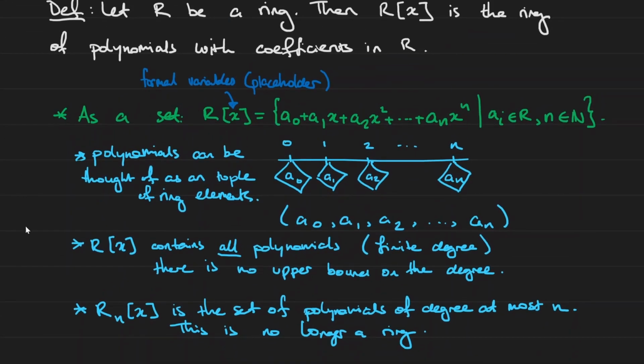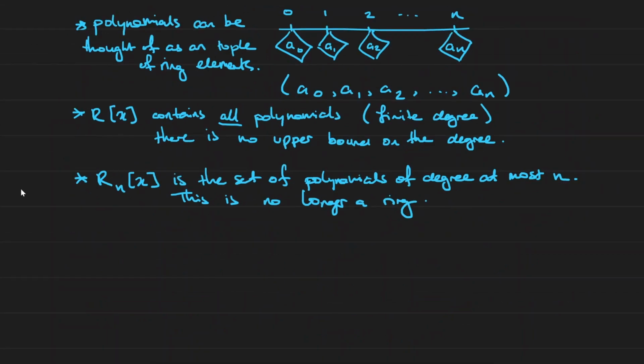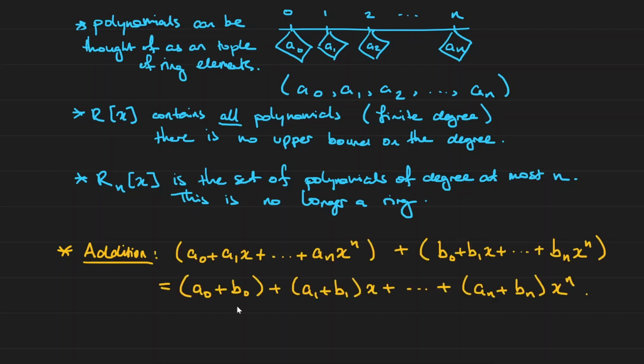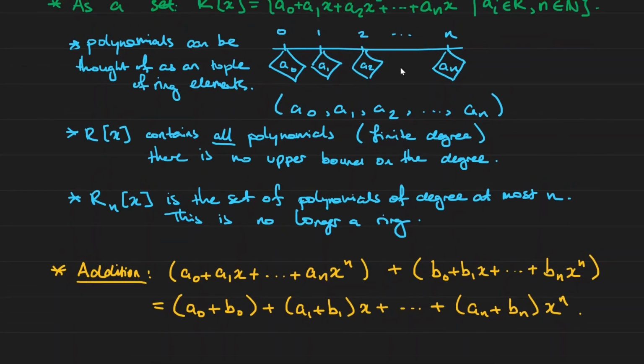We have the set. I also need to tell you how to add and multiply polynomials together. And the formulas for doing so are as you would expect from high school. So here's the addition of two polynomials. It's fairly straightforward, you just add the corresponding coefficients together. So if you think about these clotheslines over here, you add the 0th positions together, the 1st positions together, and so on.